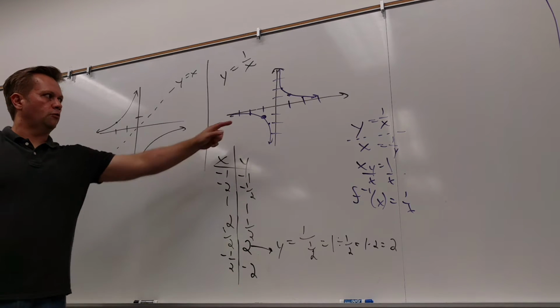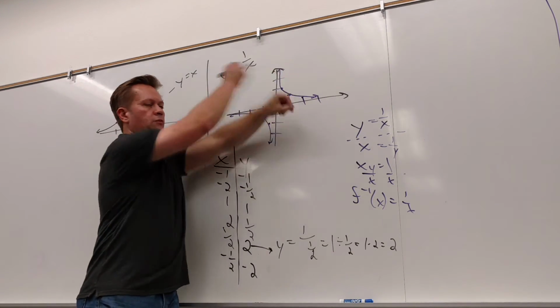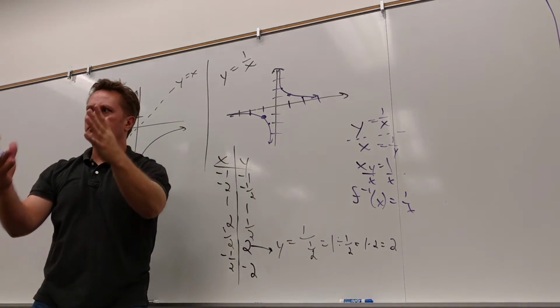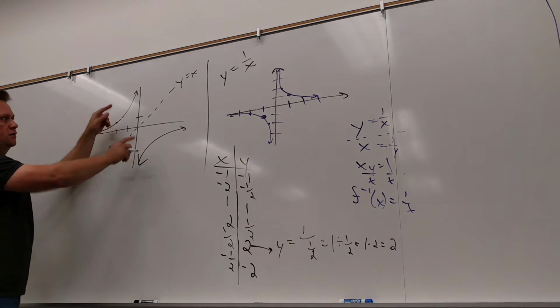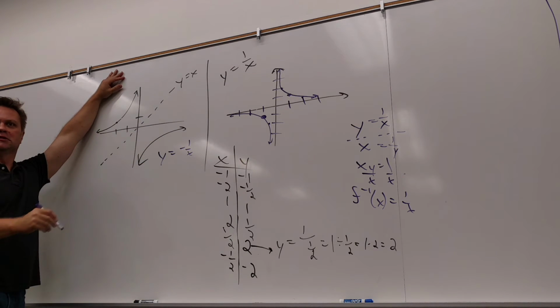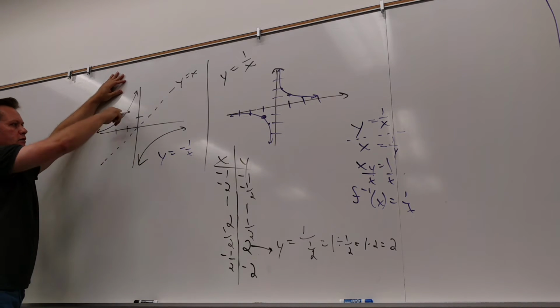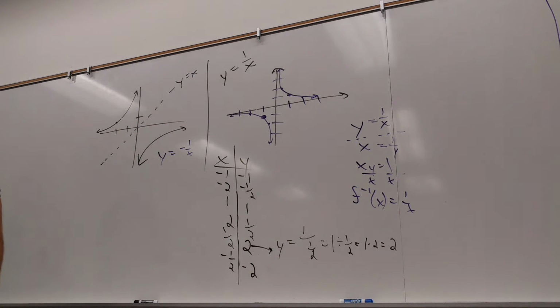What does that mean visually? They're already symmetric to this line. So then when you flip them, they flip right on top of themselves, right? This would be a good example of that. This function is y equals -1 over x. It is its own inverse because when it flips, it flips right back on top of itself.